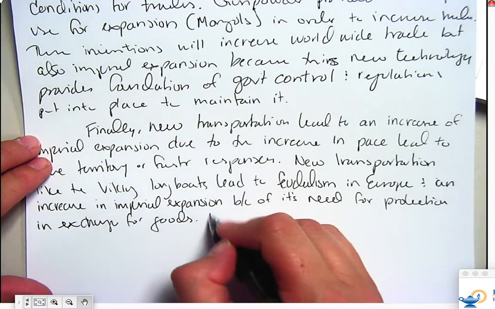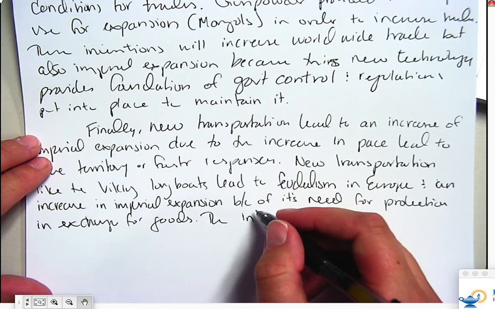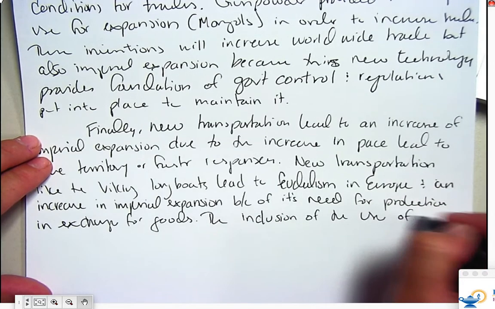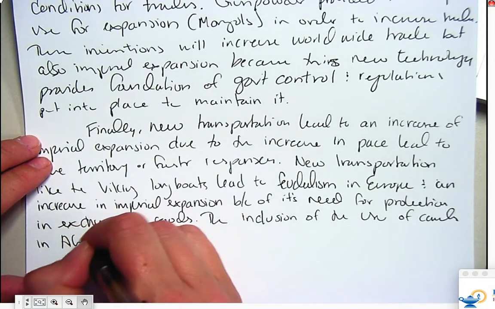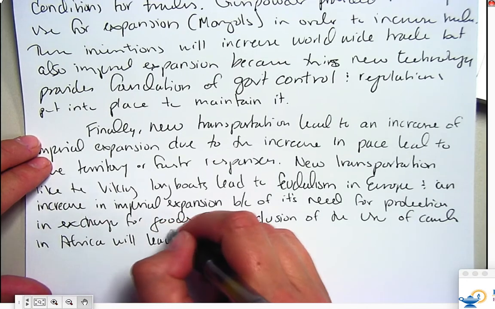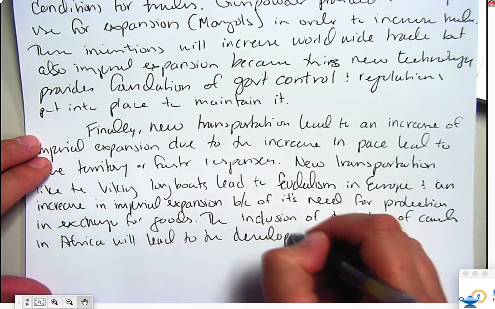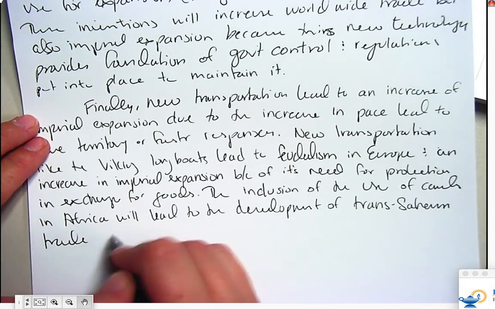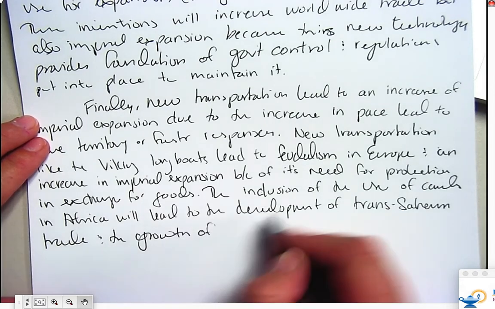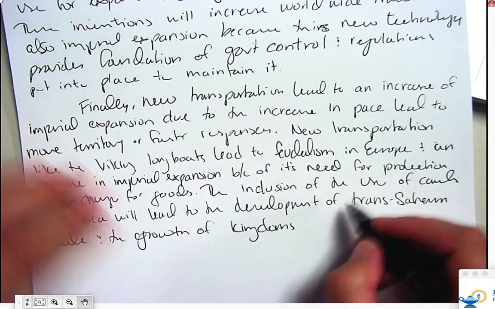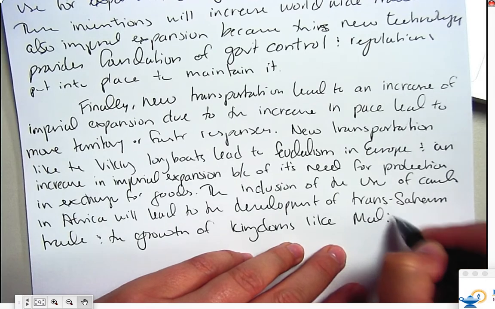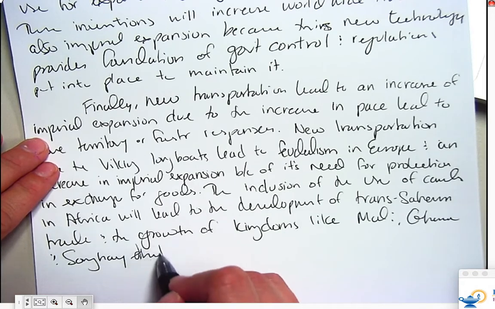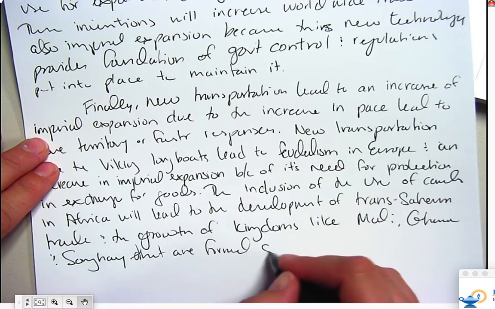The inclusion, not the invention, the inclusion of the use of camels in Africa will lead to the development of trans-Saharan trade, and the growth of kingdoms like Mali, Ghana, and Songhai that are formed solely to trade.